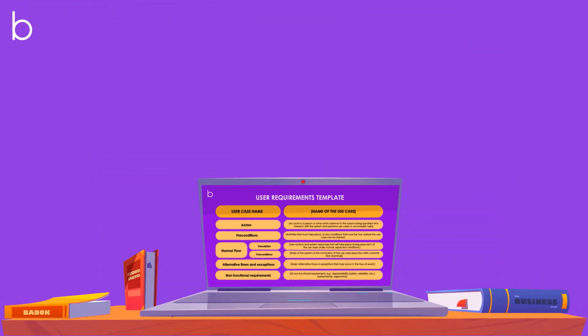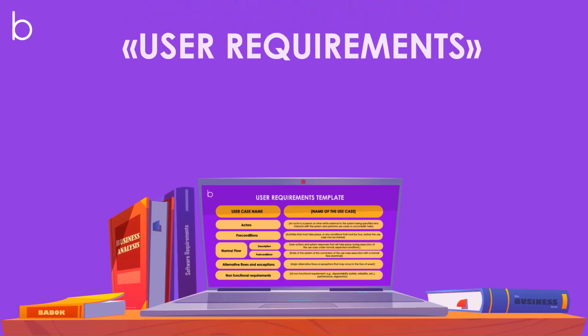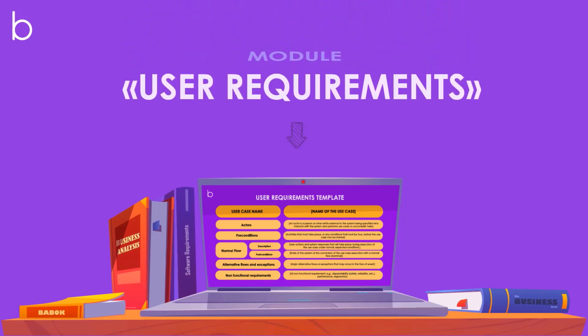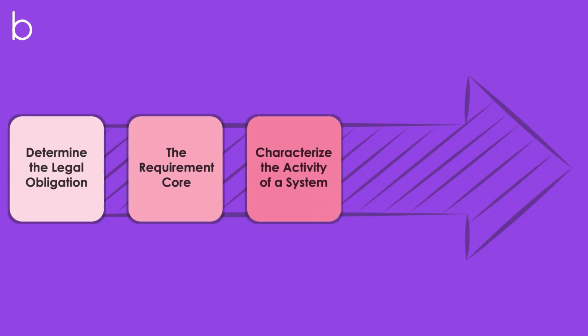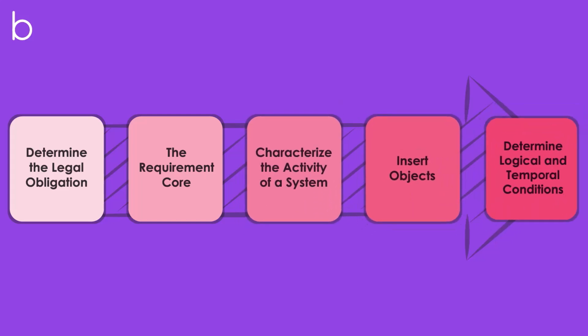In the previous module, we examined the user requirements template. If you skipped it or forgot, we recommend reviewing the module. Now let's explore a few practical examples of requirements formation for functional requirements. These examples will help you understand how our discussed theoretical concepts apply to real-world scenarios. The general possible flow is presented on the screen.